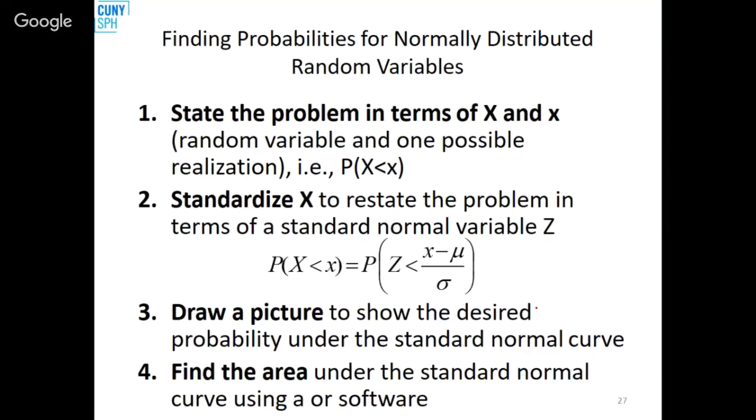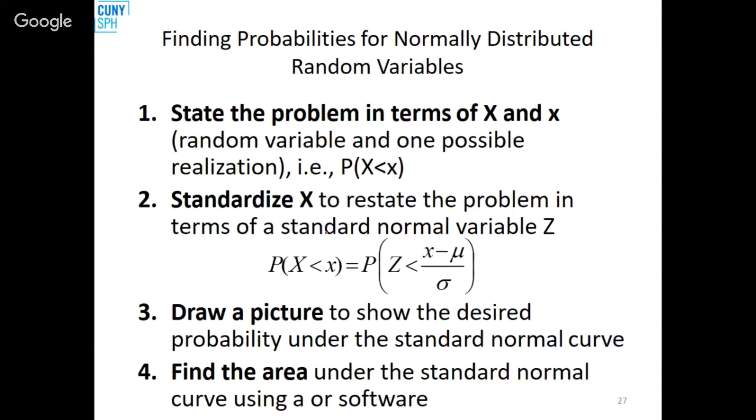So here's a nice step-by-step process for solving all of these kinds of problems that involve the random normal distribution, and that will also apply to other distributions that you'll learn. There will be other ones, but you can use the same approach. But first, state the problem in terms of capital X, the random variable, and lowercase x, the realization of the random variable, such as the probability of capital X, so the probability for the random variable being less than this particular realization, lowercase x.